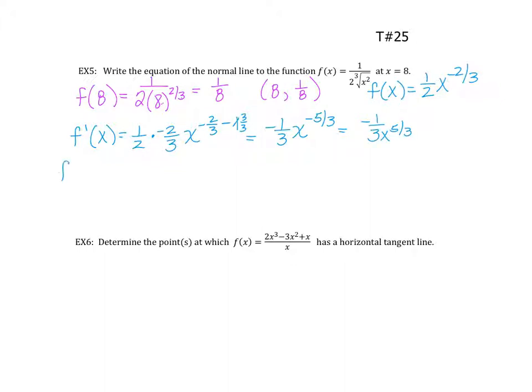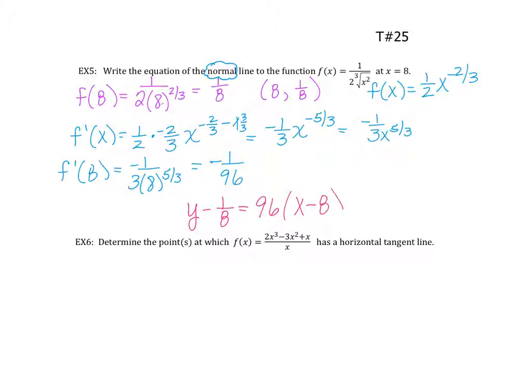So now find f prime at 8. If I put in that 8, again, now that you know the drill, you have 2 to the 5th, which is 32 times 3, and this is -1/96. But this says normal line, so when I go to write my answer, I'm going to do y minus 1/8 is equal to 96 times x minus 8.